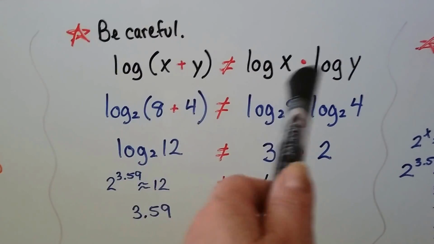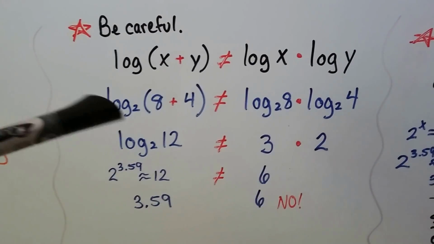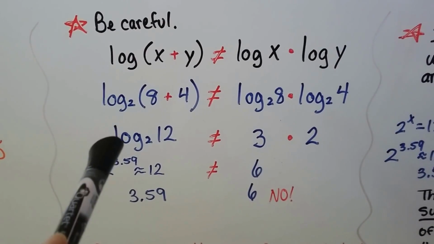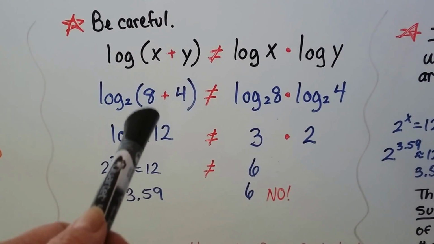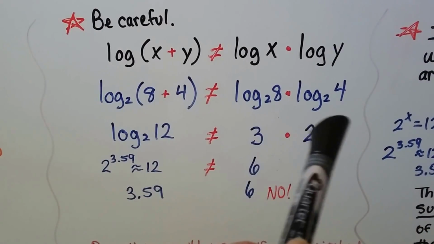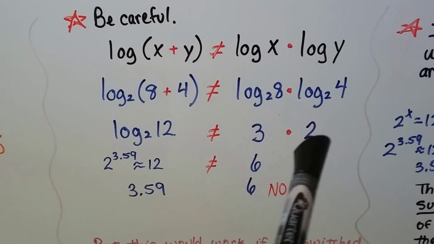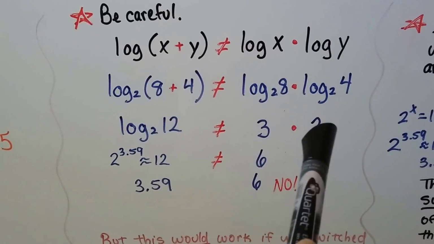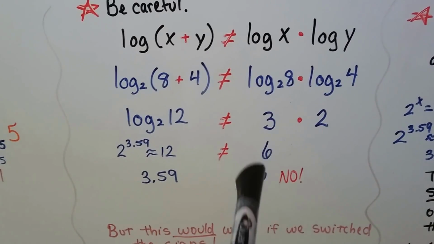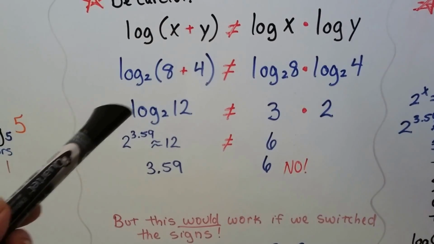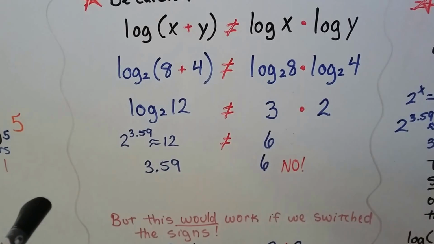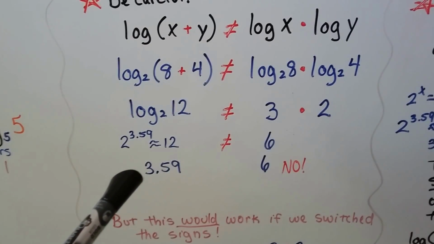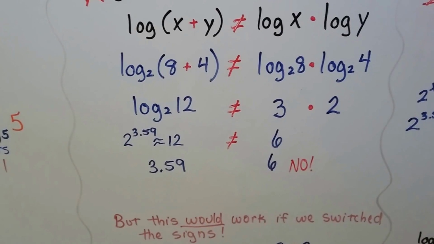If we try doing it this way, and let's say x is 8 and y is 4, well then we're saying that log base 2 of 12 needs to be equal to this multiplied together. Well, 2 to the what power is 8? 3. 2 to the what power is 4? 2. 3 times 2 is 6. If we do log base 2 of 12, got to use our calculator, it's going to come out approximately as 3.59 for our exponent. So that didn't work.